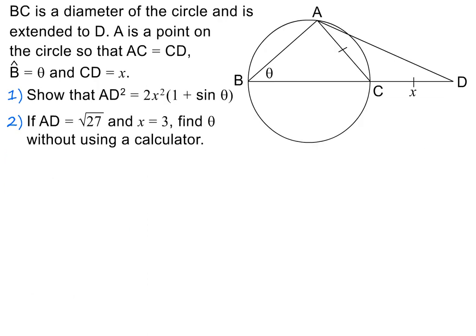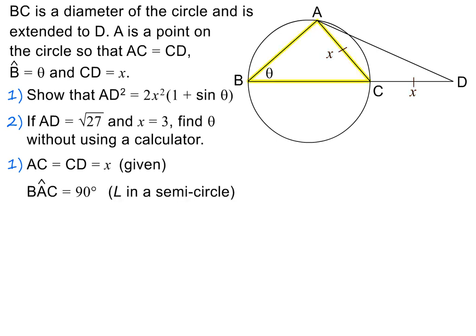Let's end with this example. Please pause to read it. It is given that AC is equal to CD, so both are equal to x. And by now you should know from geometry that the angle in a semicircle is a right angle. This means that the exterior angle ACD is equal to 90 degrees plus theta.